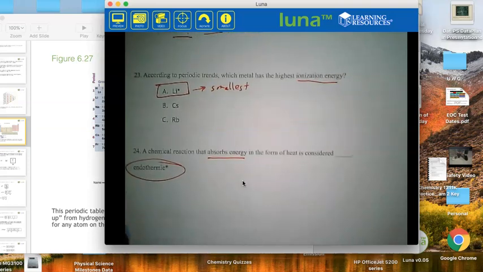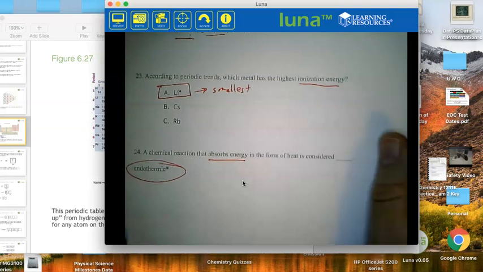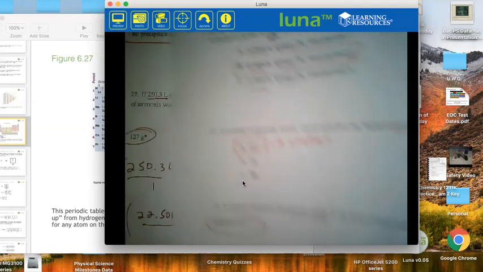Number 24, a chemical reaction that absorbs energy in the form of heat is considered what? We know that chemical reactions that absorb heat are referred to as endothermic reactions. They absorb the heat of the surroundings and the surroundings get cold.